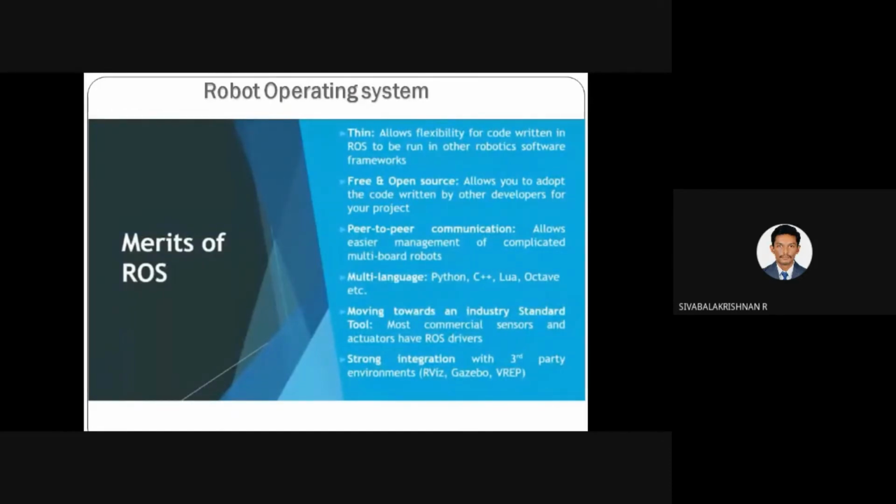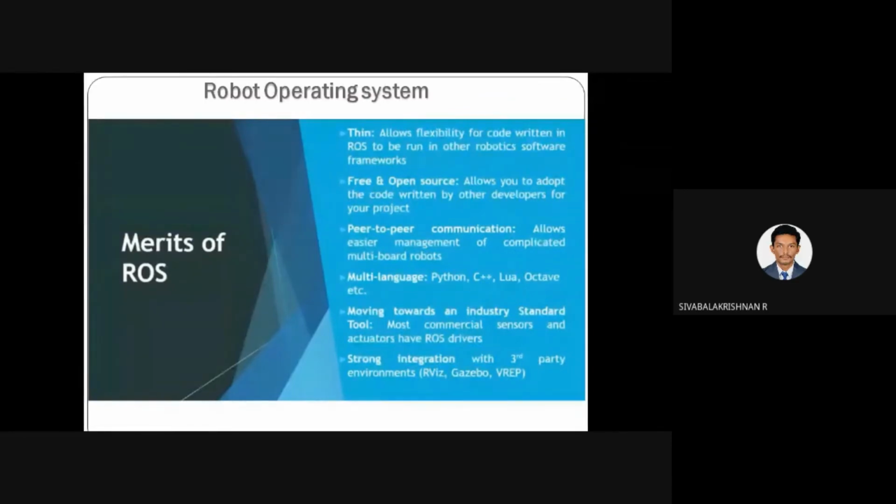The first one is the merits of robot. Here we have the general advantages of using ROS, the robot operating system. We have 6 different advantages: thin, free and open source, peer-to-peer communication, multi-language, moving towards an industry standard tool, and strong integration with third party. The first one is thin. Why do we call it a thin advantage? It allows flexibility for coding.